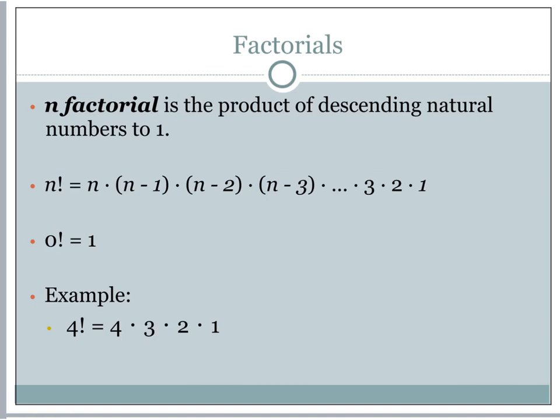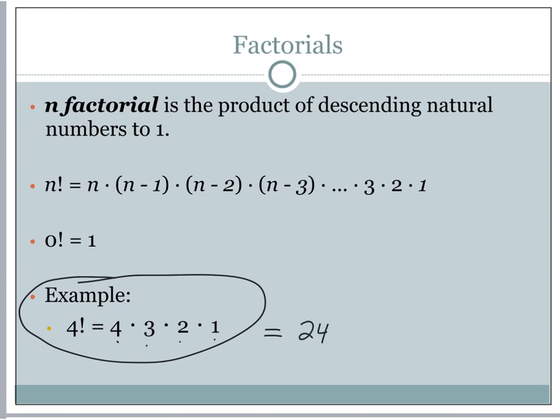One more topic that comes up in this section is the idea of a factorial. The exclamation mark in mathematics refers to this factorial notation. A factorial is the product of descending natural numbers to 1. So the easiest way to think about a factorial is through example. The number 4 factorial is equal to 4 times 3 times 2 times 1. And you can simplify that. 4 times 3 is 12, times 2 is 24, times 1 is 24.